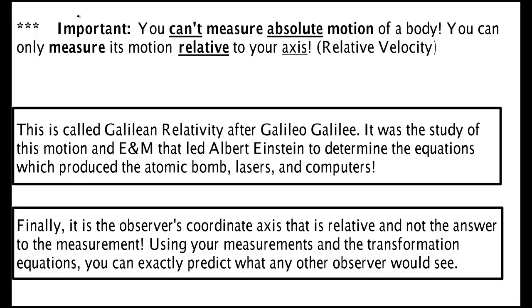Motion is always measured with respect to an axis. There is no special axis. Put another way, it is meaningless to say an object is at rest. You can say it's at rest with respect to the earth. It is at rest with respect to the moon. It is at rest with respect to this classroom. But there is no such thing as absolute motion, so there's no such thing as absolute rest.